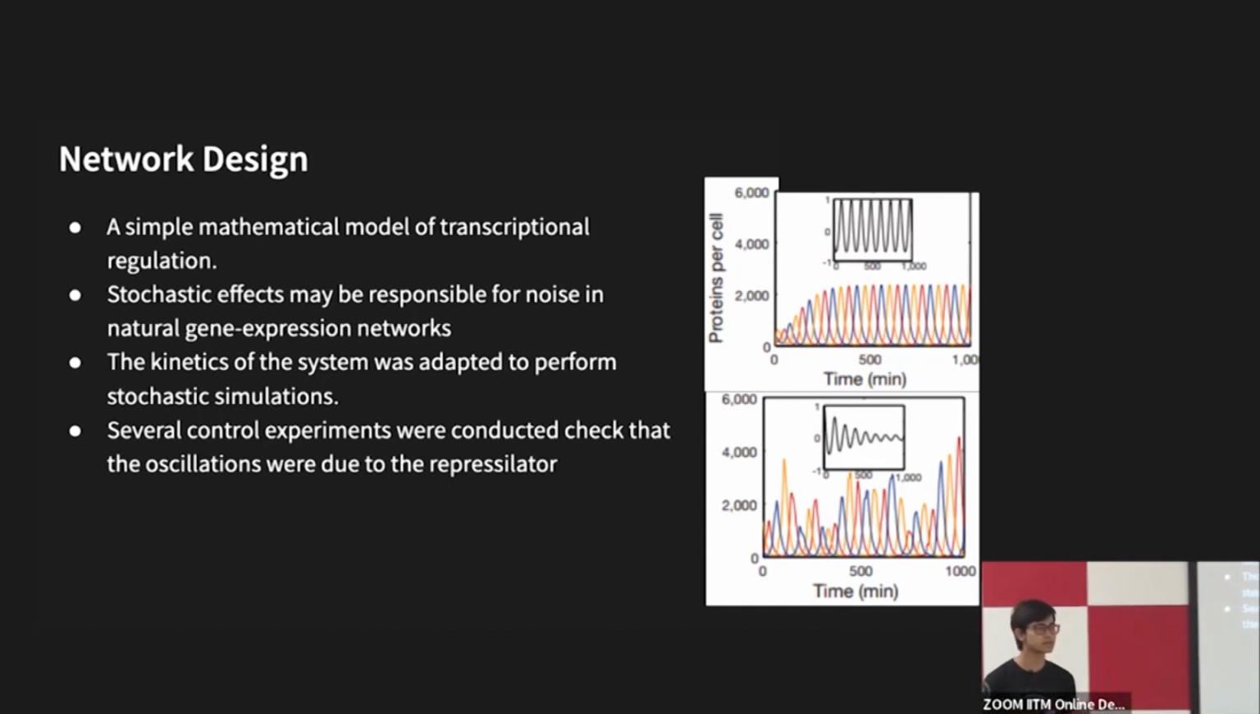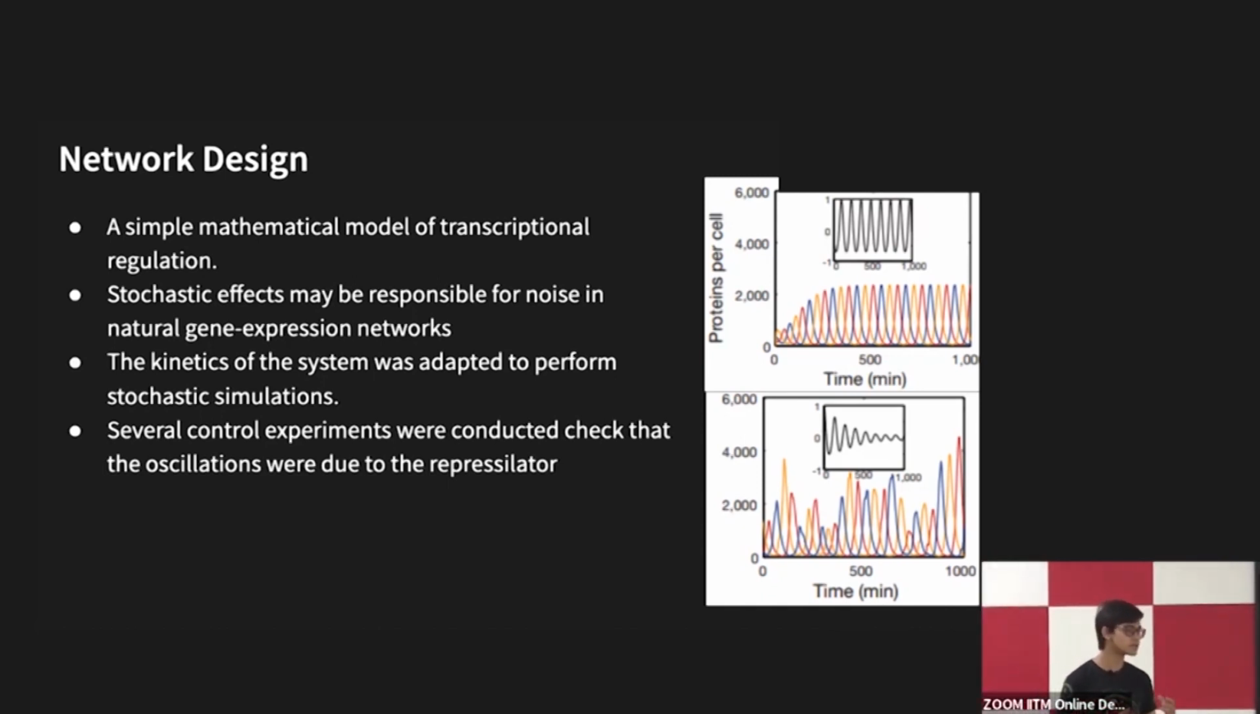So in the network design, to ensure that the repressilator is the actual system producing these oscillations in the protein concentrations, they ran some control experiments. They added IPTG in the media, which, as you know, mimics allolactose. Essentially, this affects the repression of the LacI protein. Through this, they determined that the oscillations in the protein concentrations happen due to the repressilator itself.